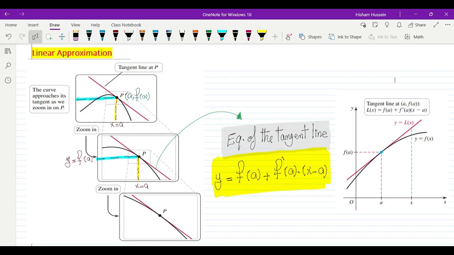From this perspective, for the values of x near x equals a, we can approximate the values of the function f of x by the expression f of a plus f dash of a times x minus a, which is the expression for the linear approximation.